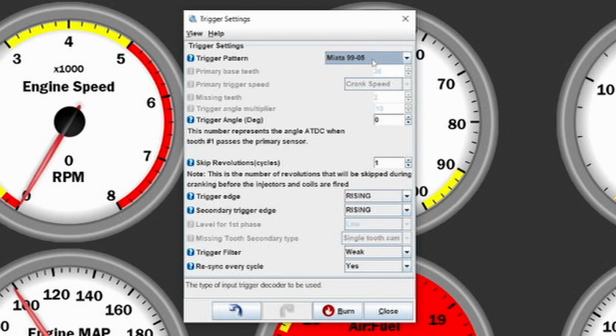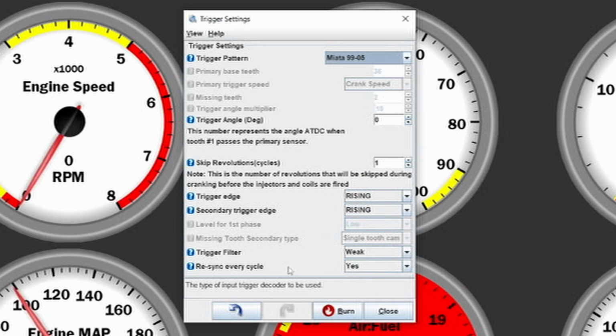For example, on a Miata engine with the stock trigger setup, this is grayed out because you always have to have a single tooth cam sensor, and you can also check the box for resync every cycle. So sync the crankshaft to the camshaft every 720 degrees of crank rotation and every 360 degrees of cam rotation. You can set that to yes.